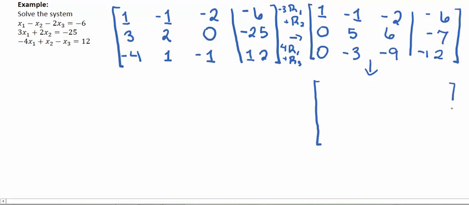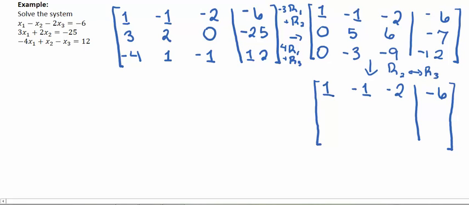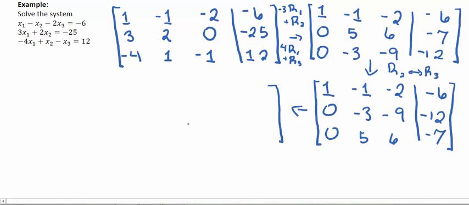You'll notice if I multiply the second row by 1 over 5, I'm going to be dealing with fractions like in the last example. However, if you watch what you're doing and watch your other rows, there is a better option. So this time, instead of multiplying the second row by 1 over 5, I'm going to start by switching rows 2 and 3. So now I have 0, negative 3, negative 9, negative 12, and 0, 5, 6, minus 7.